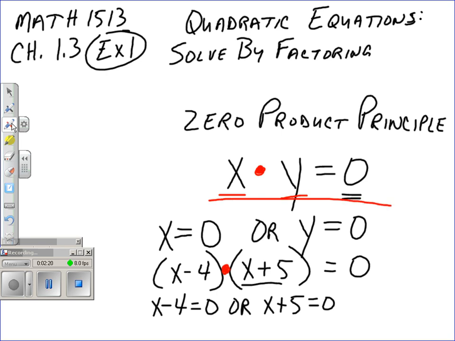When x times y equals 0, either the x has to equal 0 or the y has to equal 0. Same thing here. x minus 4 times x plus 5 equals 0. That means either your x minus 4 has to equal 0 or the x plus 5 has to equal 0. And we'll finish talking about that here in a minute. Let's get into a problem.